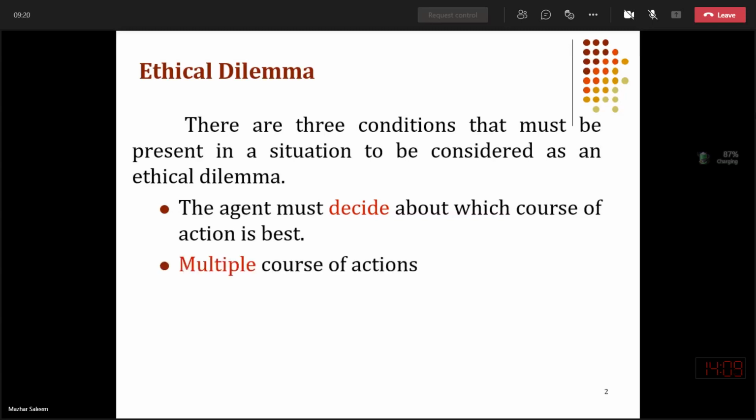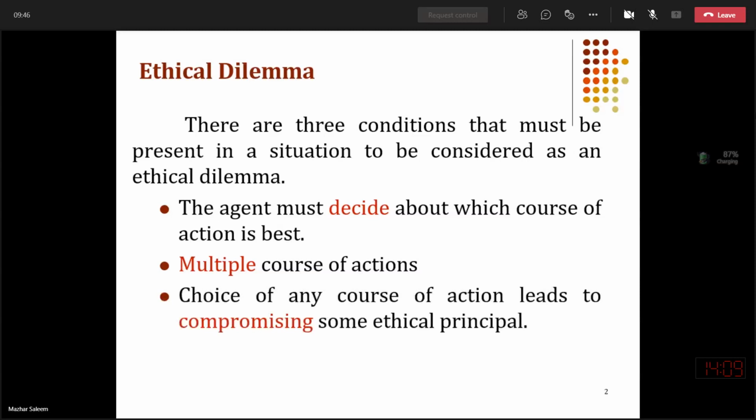Second condition is multiple courses of action. For any condition to be considered as ethical dilemma, there should be multiple options available. Sometimes we are in uncomfortable situations, but there are no multiple options. There is only one option available. If that's the case, that is not considered as ethical dilemma. So the presence of multiple options is important.